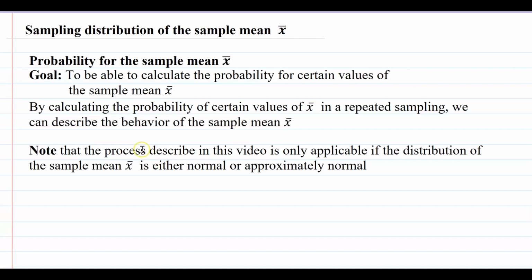Note that the process described in this video is only applicable if the distribution of the sample mean x bar is either normally distributed or approximately normal. Just to remind everybody, the sampling distribution of the sample mean x bar is normally distributed if the sample is taken from a population that is normally distributed. And the sampling distribution of the sample mean x bar is approximately normal if the sample size is 30 or more, regardless of the distribution of the population.